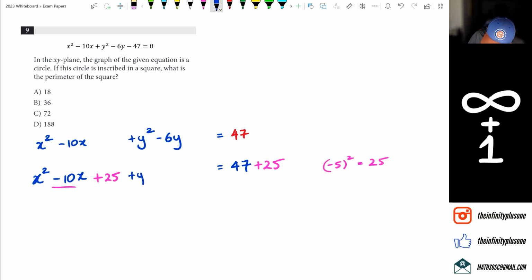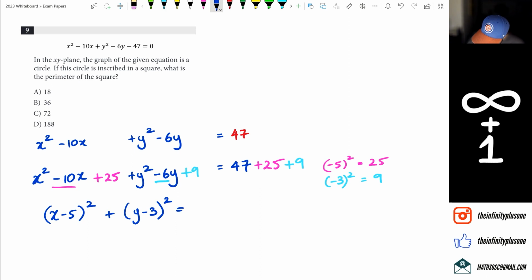Then I've got the y squared part of it, and with the y squared I've got negative 6. So half of negative 6 is negative 3. Negative 3 squared is equal to 9. So I've got plus 9 there and plus 9 there. Okay, so with that in mind, I don't need to factorize, I mean, you can factorize this if you want to. If you factorize this, you will get x minus 5 squared plus y minus 3 squared equals 47 plus 34 is 81, which is actually 9 squared.